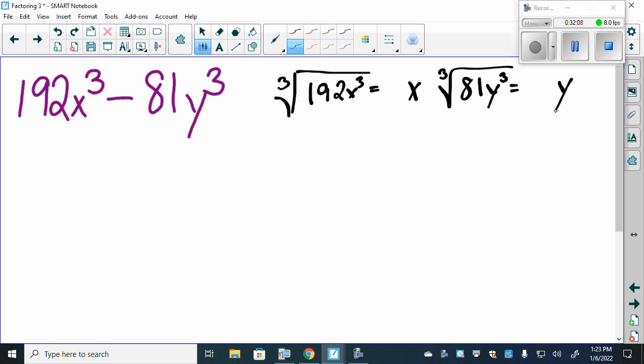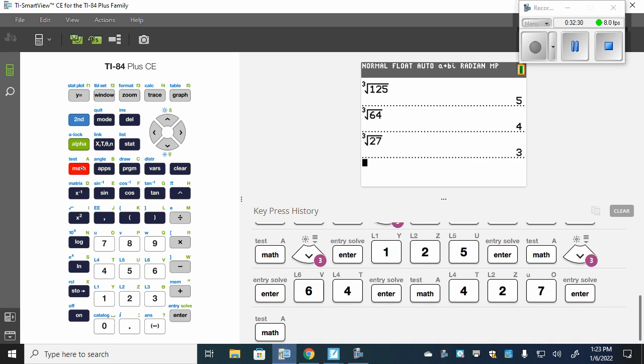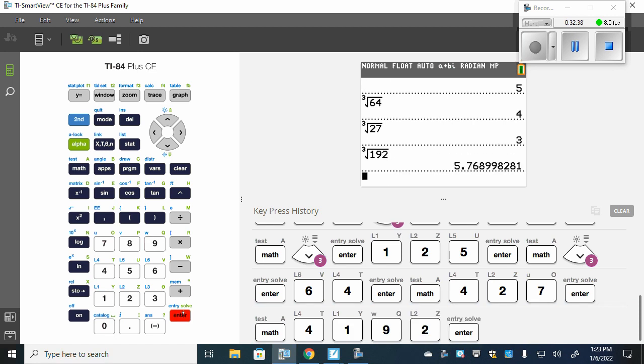Luckily, with both of these here, taking the cubed root of 192x to the third, well, I know that the cubed root of x to the third is x. And for the other one, the cubed root of y to the third would be y. So we can do those pretty easily. Now for 192, I would come back over to the calculator and have it do it for us. So we can go math, down to our cubed root and type in 192 and hit enter, and it tells us it's 5.78 or 768998281. So it's not a perfect cube.